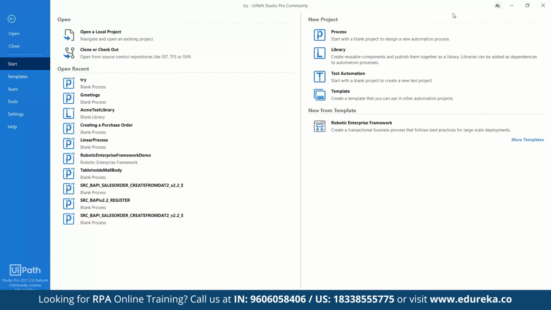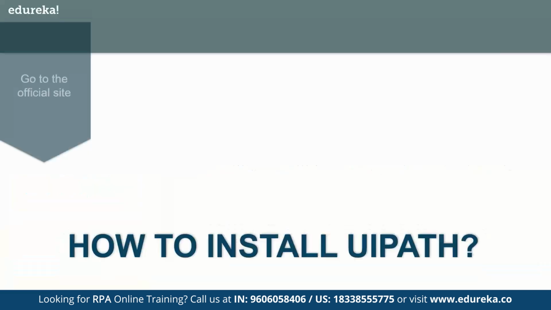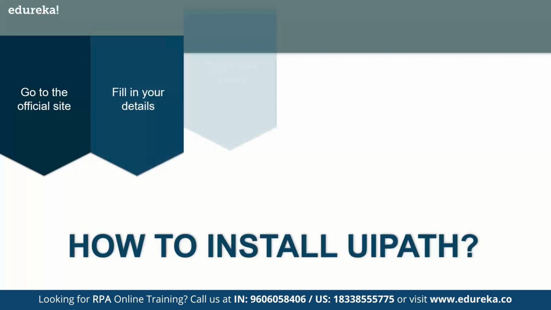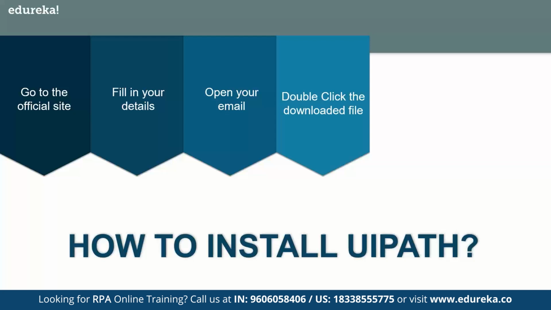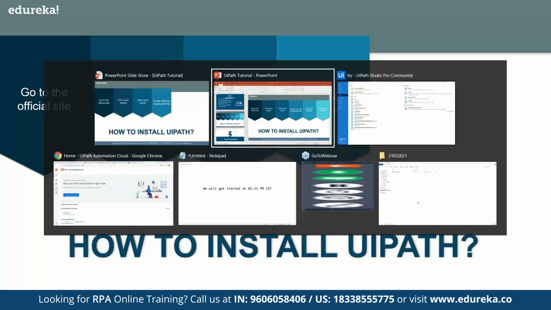So how to install? You have to go to cloud.uipath.com, the official website, and fill in your details. You need not open your email, as this process has been changed with the latest community edition. You don't need to open your email and all, just fill in your details. Once you fill in your details, you will land on the home page.